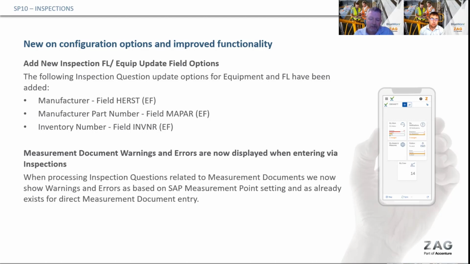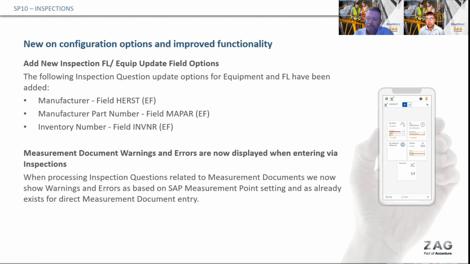So we delivered that when you did a direct entry for a measurement document against a point. Now we've incorporated that into the inspections. So that same warning or error will occur if you're creating a measurement document based upon an inspection question and not directly. So that just neatly ties it in so that you've got that full integration through with SAP. And I think that one's going to be really, really important.